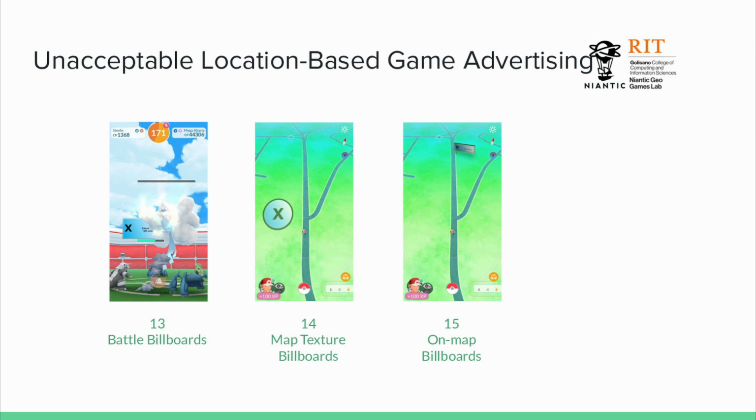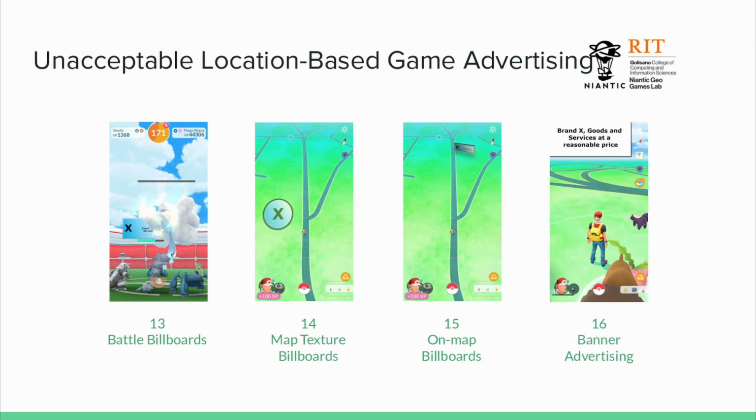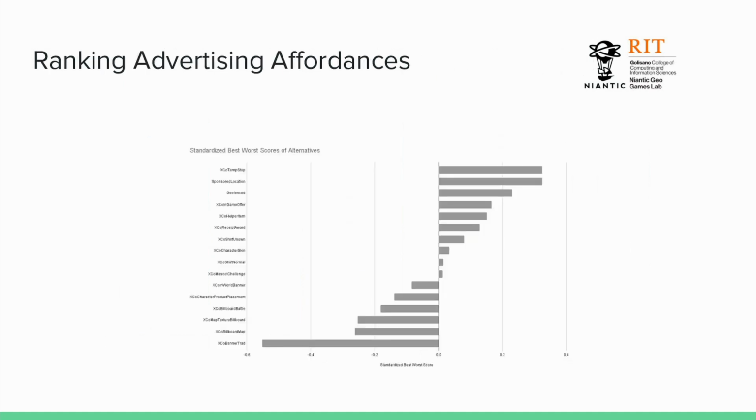Now, I deliberately left the 16th worst off because I just want you to take a guess as to what that one was, because it was banner advertising. People hate banner ads. They absolutely hate them. And when I say they hate them, I mean they hate them. Banner advertising, if we take the standardized best worst score, scored 3 times as poorly as the nearest other option. It was almost universally reviled.